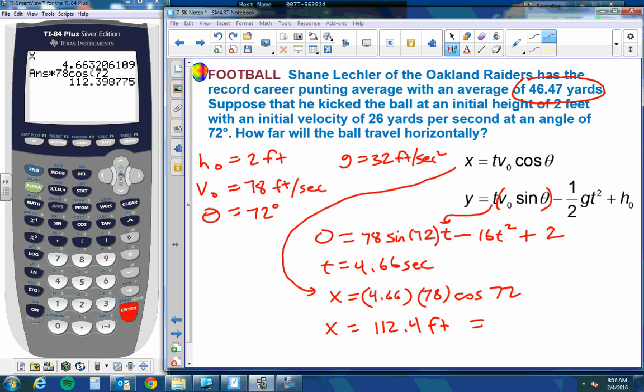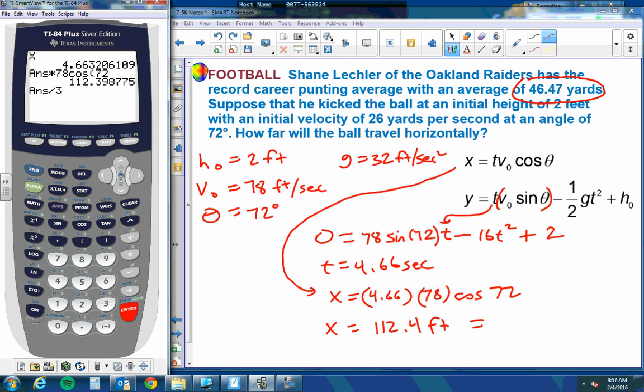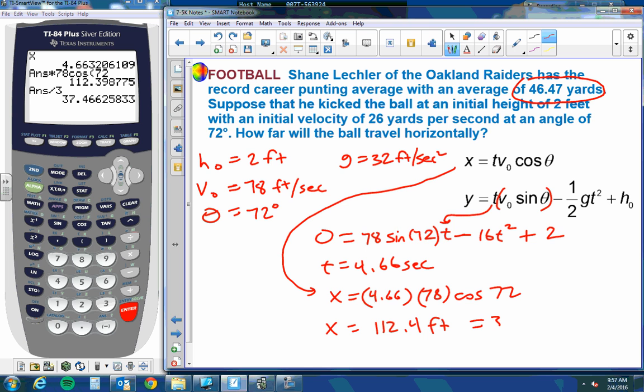So we prefer yards for this. 3 feet per yard works out to 37.5 yards. That's how far the punt traveled, how far the football traveled. Yeah. So it wasn't a good day for him, or it wasn't a good punt at least.